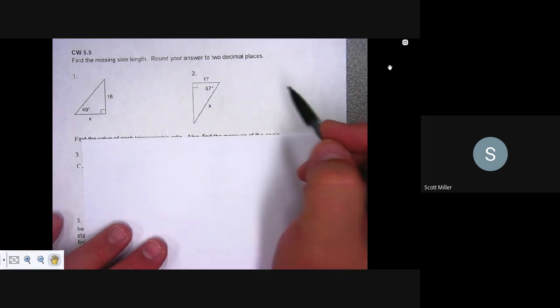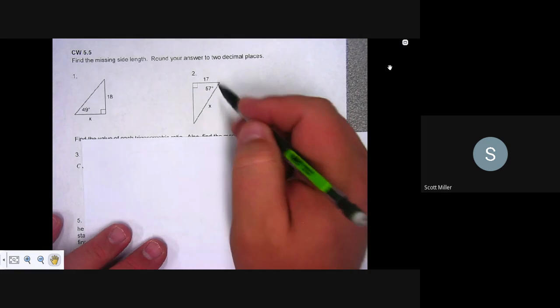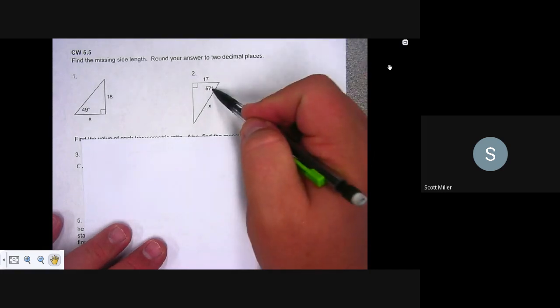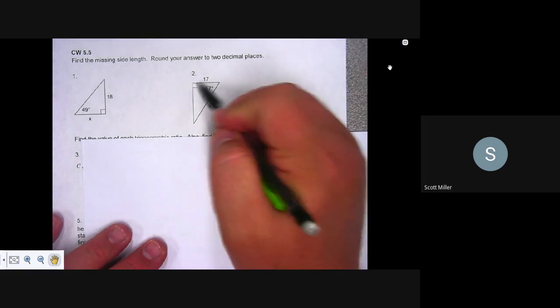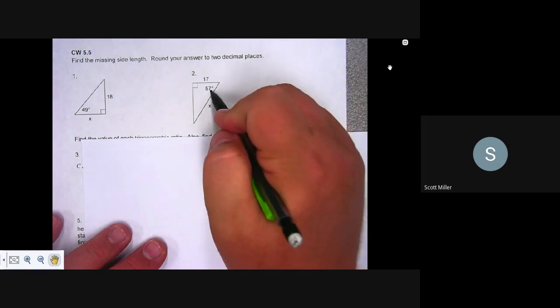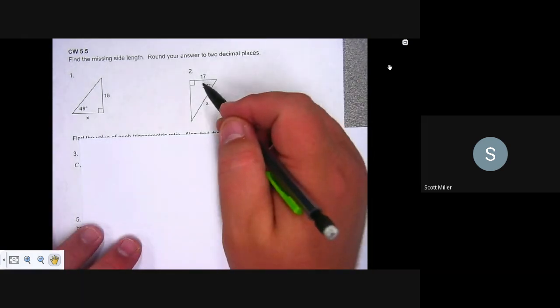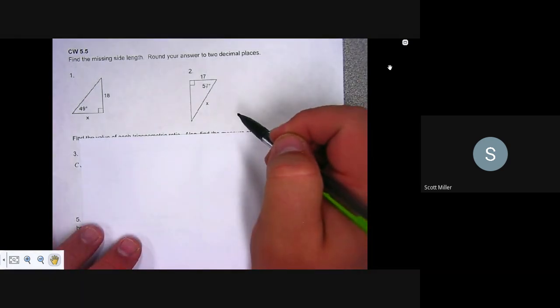I'm looking to see the relationship that I have given to me. So in this picture right here, I have this angle. This is the right angle. So that makes this the hypotenuse. So if this is the angle I'm looking at, I need to identify, is my information an opposite side length, an adjacent side length, or a hypotenuse side length? Because that information will determine which of the 3 trig functions I want to use.